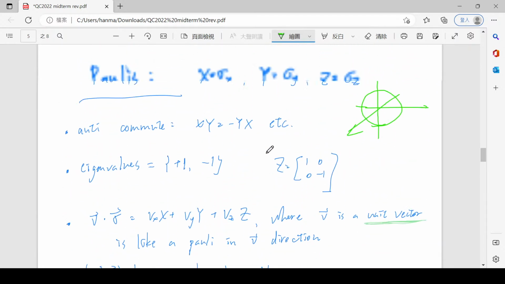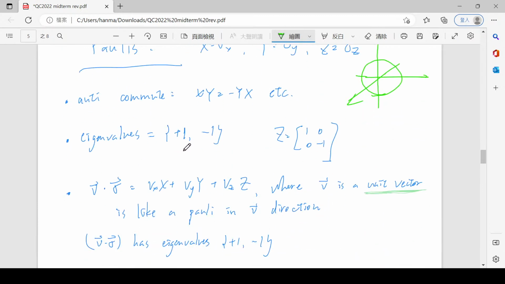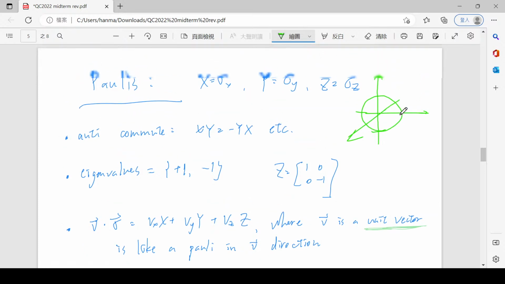And the Paulis are very cool because their eigenvalues are +1 and -1. For example, you can easily see from the operator here. So the eigenvalues are +1 and -1. And okay, now this Bloch sphere is useful here. And we can also have a more generalized Pauli. So we have this XYZ thing, right? XYZ on the Bloch sphere, and we can also think of an arbitrary direction v. So v is the direction here.